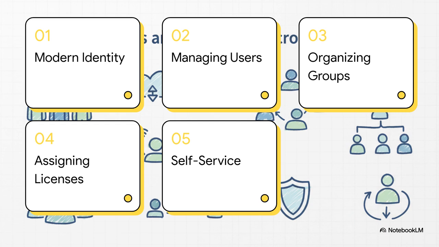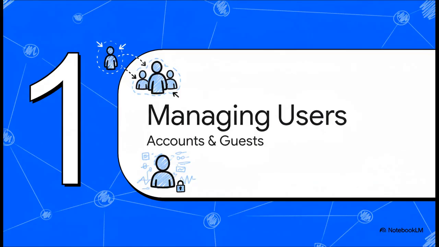So here's our game plan for today. We're going to start with the basics, individual users. Then we'll get smart about organizing them with groups. After that, we'll give them what they need by assigning licenses. And finally, we'll make everyone's lives easier by automating with self-service. It's a clear roadmap.